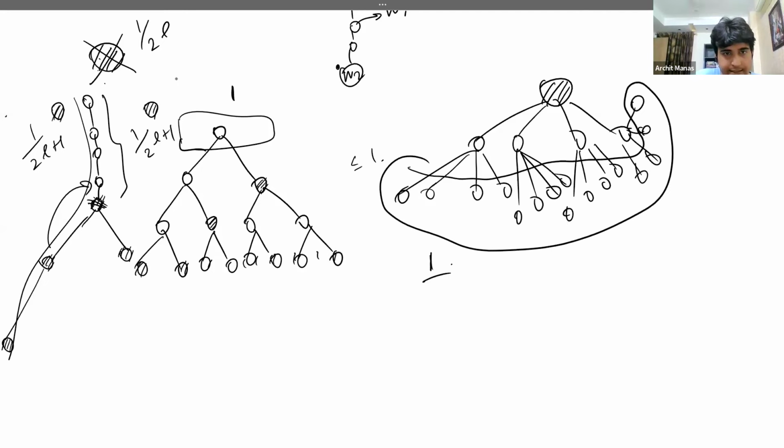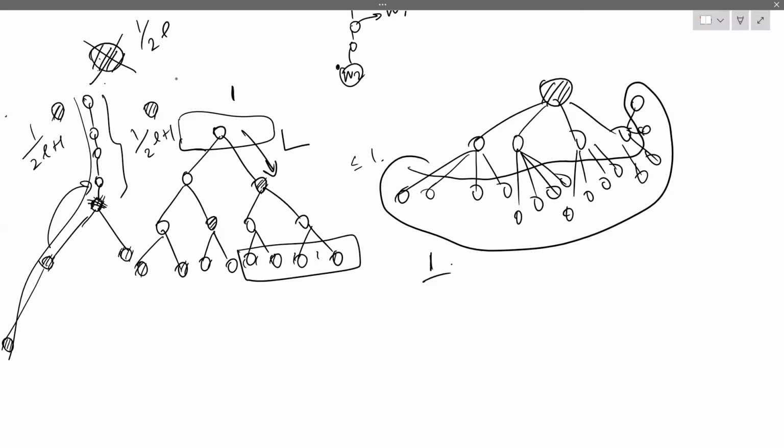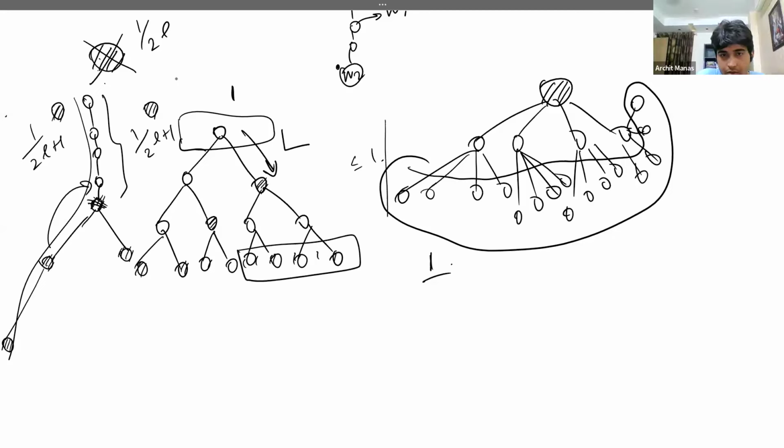Let's label these by their distance. The distance is precisely the length, right? The distance from the root is precisely the length of the word, right? Okay, so let's say the distance is L. In that case, how many leaves will you end up with? 2 to the power L. Or no. You have to factor in the total length as well.